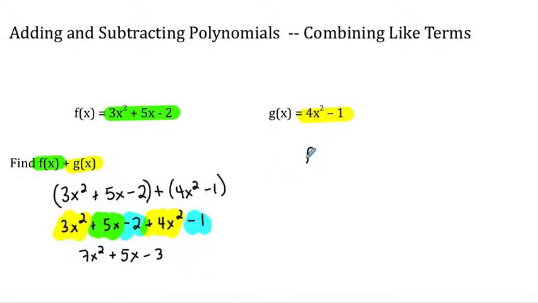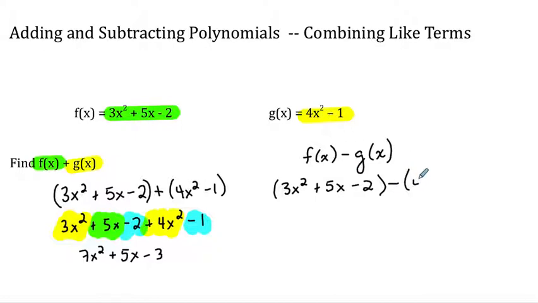I could also, if I wanted to, make this a little bit more creative, and I could say, hey, I want to take f of x and subtract g of x. So I want to take this first expression, or rule, and subtract the second rule. So I would do very similarly. I would do 3x squared plus 5x minus 2. But now I'm going to subtract 4x squared minus 1. I'm going to subtract the second rule.